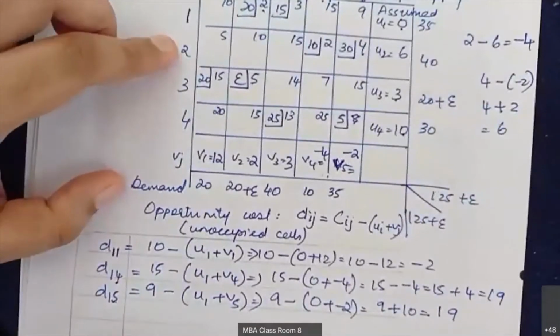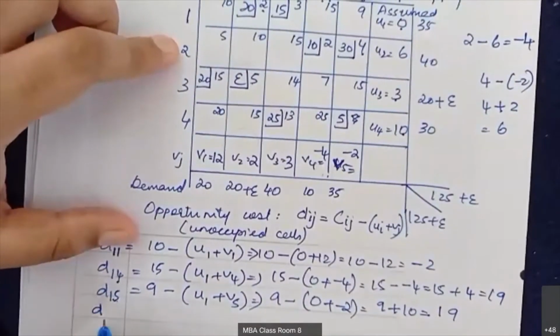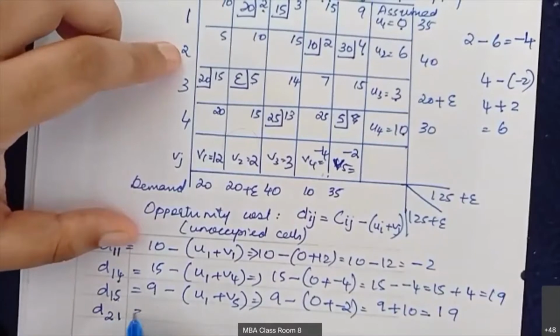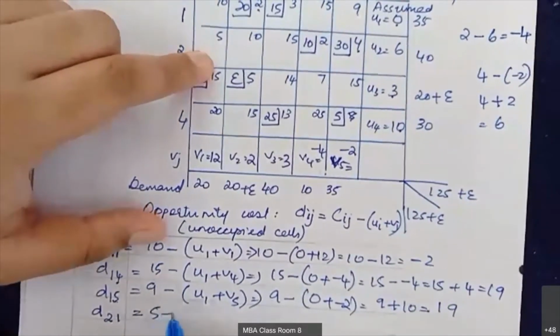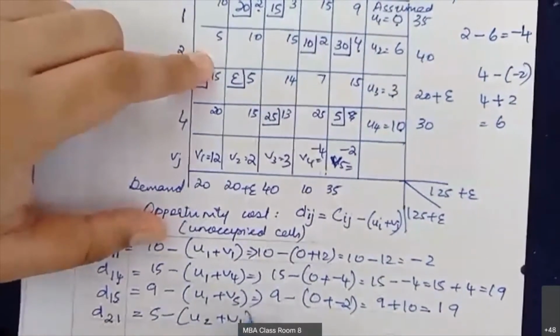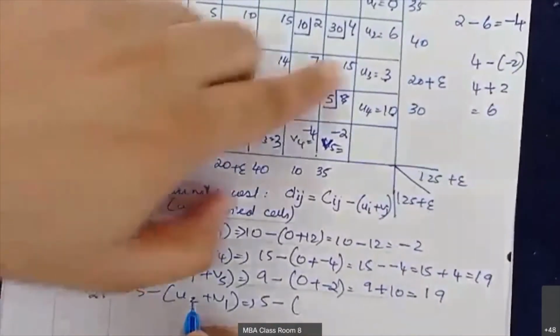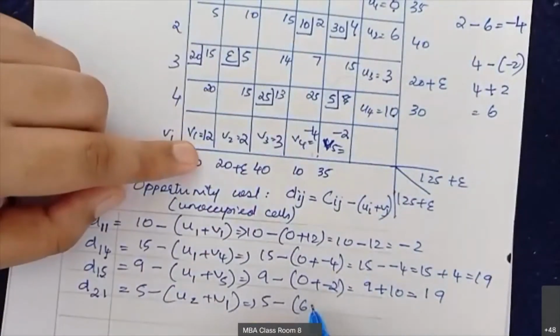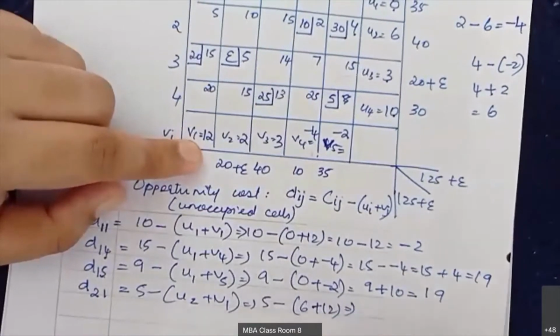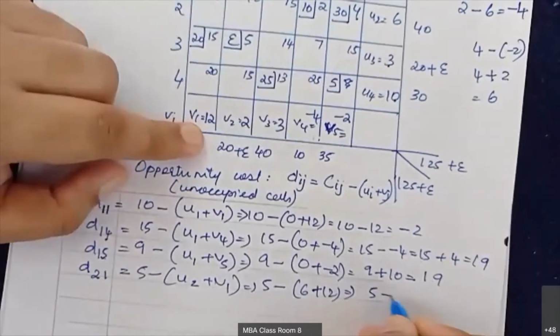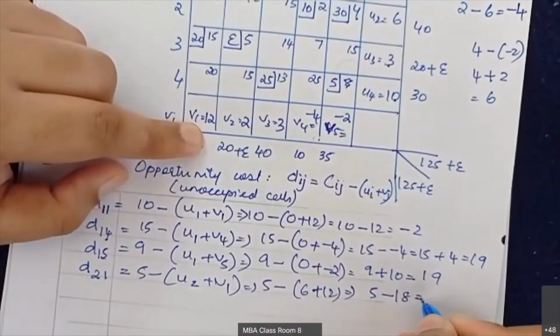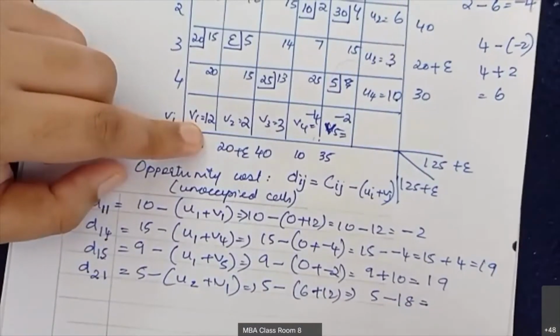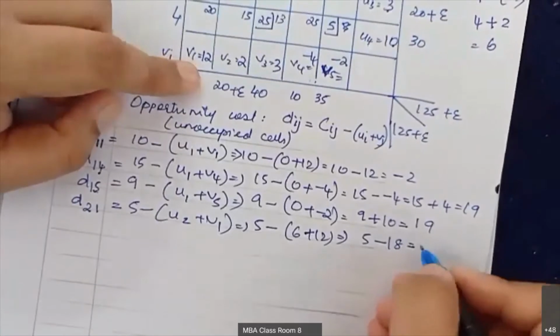Next empty cell is in the second row. We have D21. What is the cost there? It is 5. So 5 minus U2 plus V1. What is the value of U2? It is 6. What is the value of V1? It is 12. So it is 5 minus 18, that is minus 13.